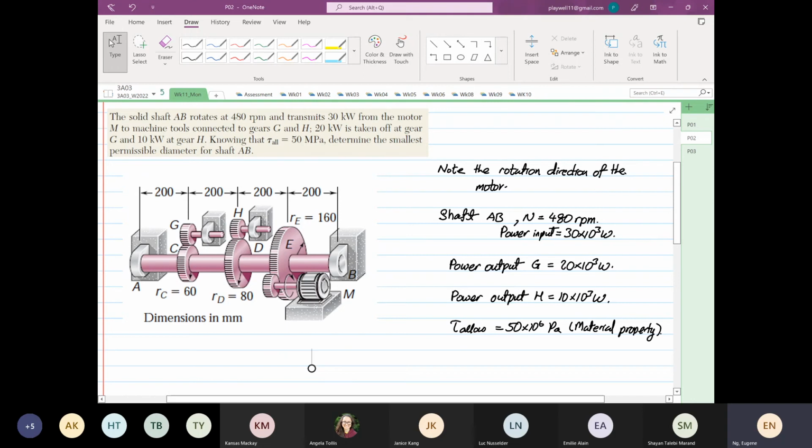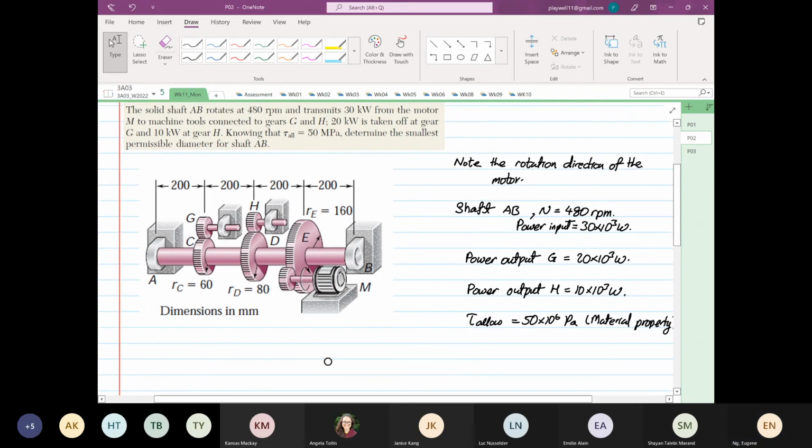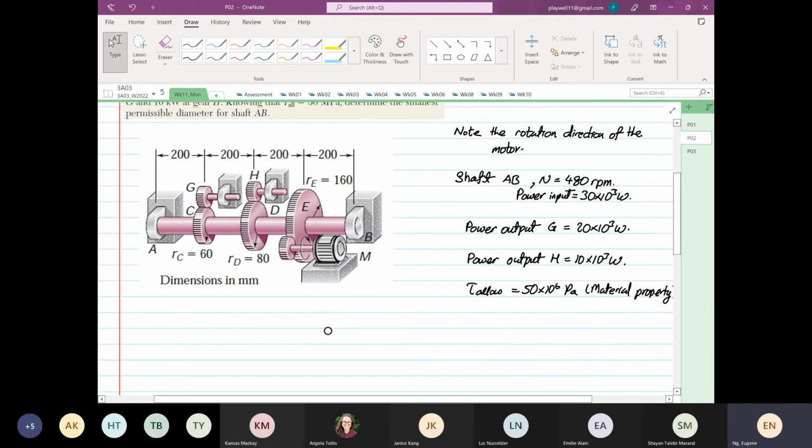Yes or no? What are we doing with power? In mechanical engineering courses, it's always stresses, right? So just to make things simple for us, we know we are going to calculate our shaft.